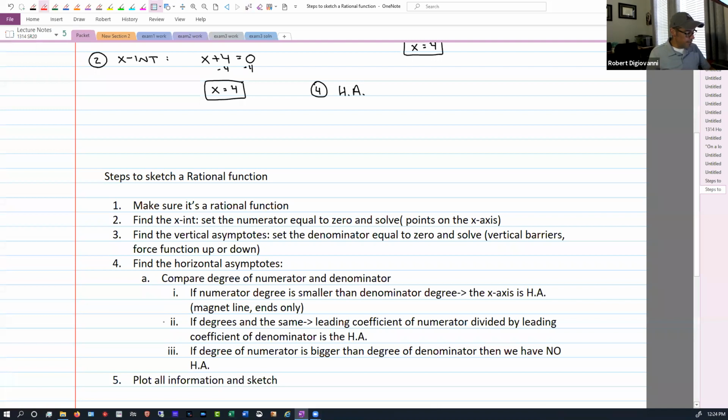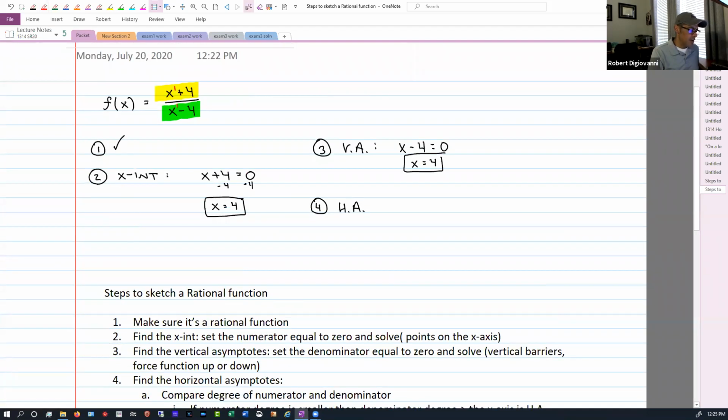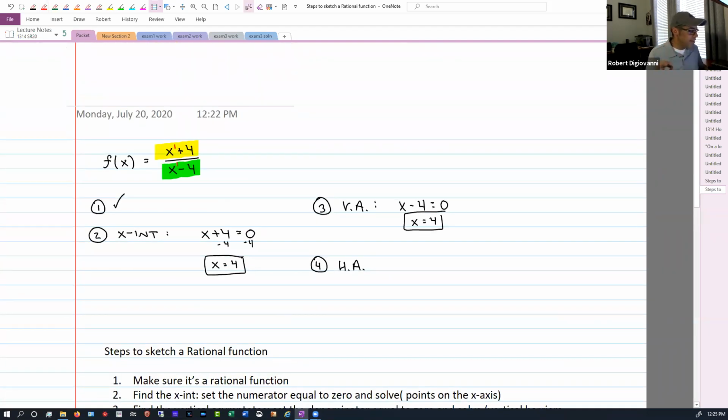The second one says if the degrees are the same, then the leading coefficient of the numerator divided by the leading coefficient of the denominator is the horizontal asymptote. Okay, so since we have the same degrees, I'm going to look at the leading coefficient on top, which is a 1. And the leading coefficient on the bottom, which is also 1. And I'm going to create a fraction out of those, 1 over 1. And what is 1 over 1? Well, just 1, right? That is my horizontal asymptote.